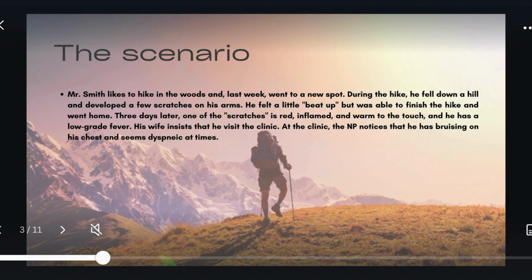The scenario. Mr. Smith likes to hike in the woods and last week went to a new spot. During the hike, he fell down a hill and developed a few scratches on his arms. He felt a little beat up, but was able to finish the hike and went home.